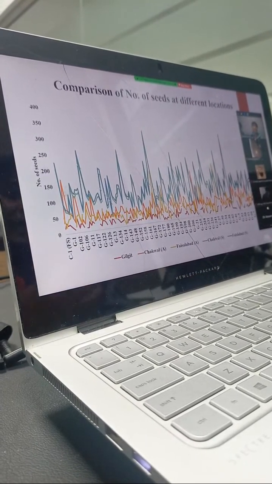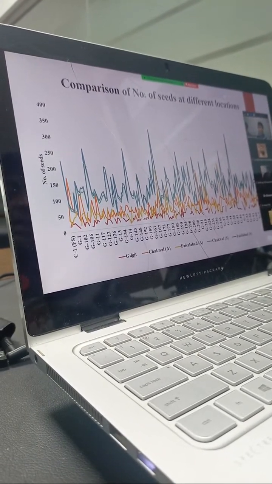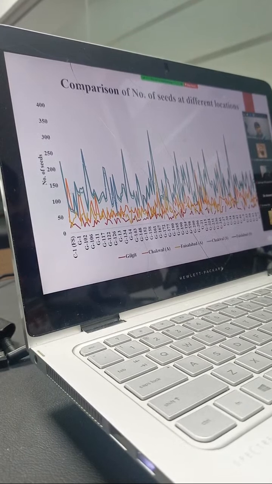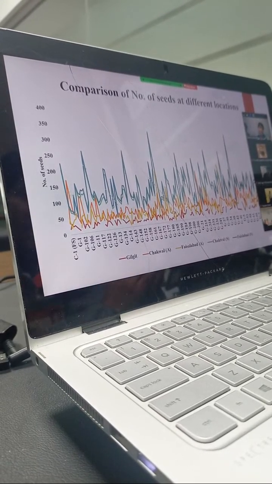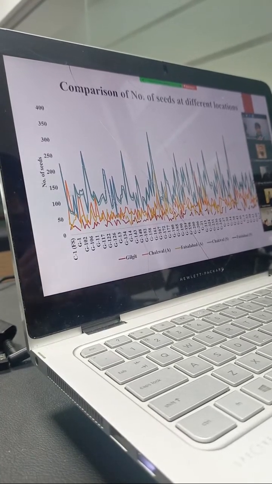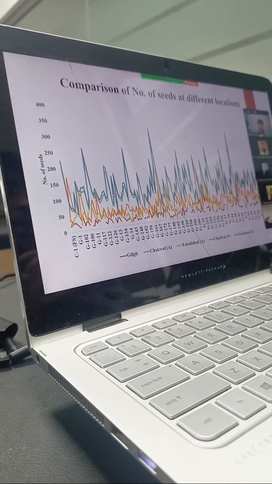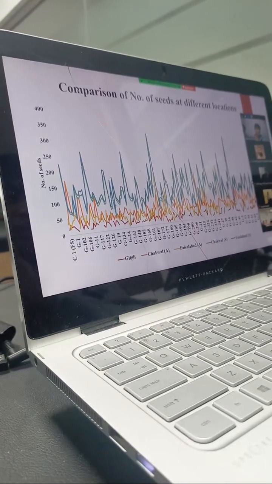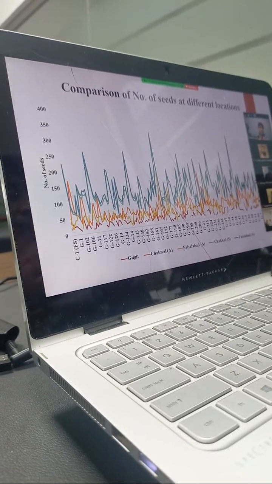Again, if we see in this graph, there are number of seeds at different locations. So repeatedly we are seeing the same phenomenon, that as we go toward north or higher latitude, the seed parameters or yield related traits started to decrease, and as we go towards south, the yield related parameters start to increase.